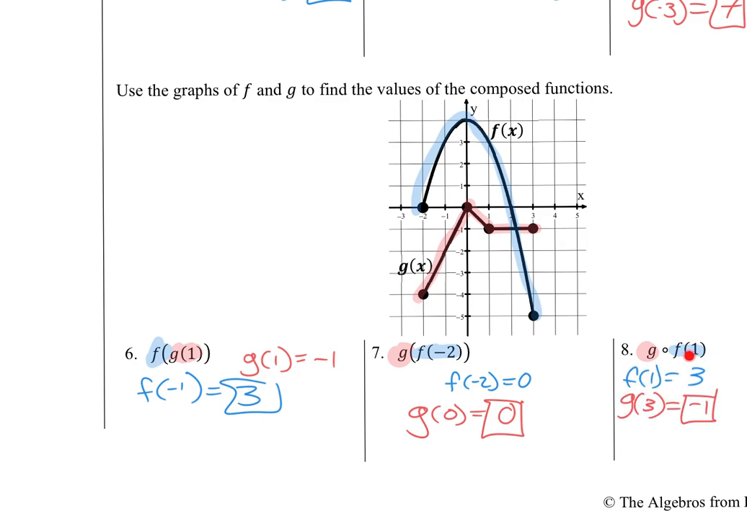All right, so you should be doing f of 1 first, because that's the innermost function, because this means g of f of 1. And f of 1 turns out to be 3. So when you plug a 3 in for g, what do you get out? So when x is 3, you get a -1 for g. So that's your answer, -1. See, told you. Easy stuff, guys.